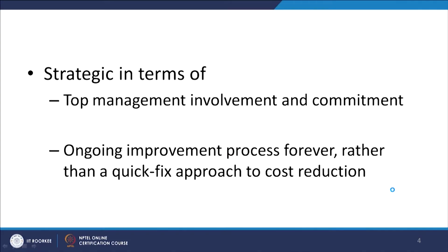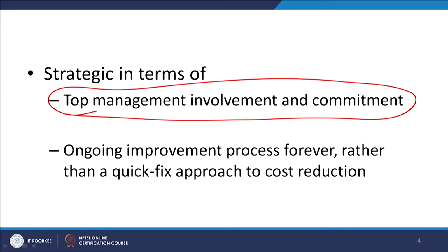Then the second important thing is strategy. One thing was related to focus, the second important thing is related to strategy. When I talk of strategy in that quality trilogy, the strategic importance of quality is that we need top management involvement and commitment. This is a very important thing. This whole idea of quality is impossible without top management commitment and involvement.